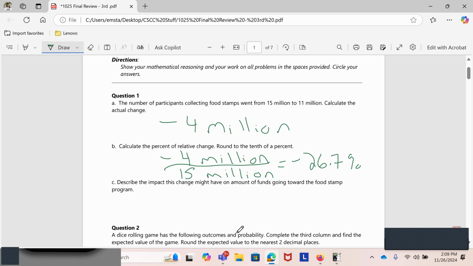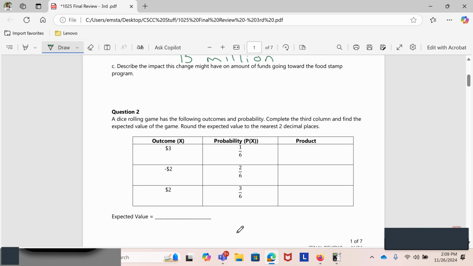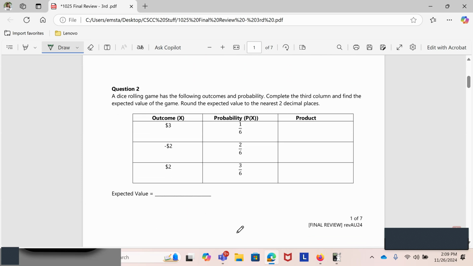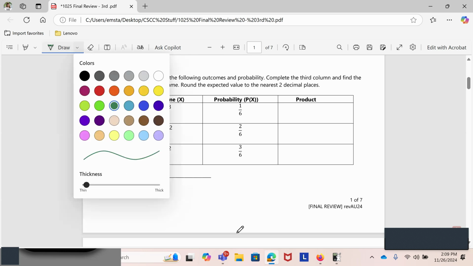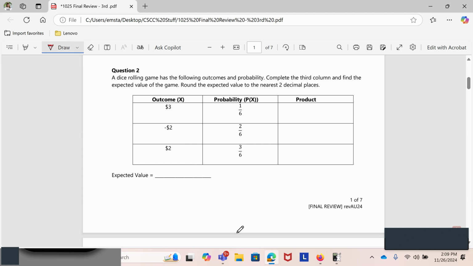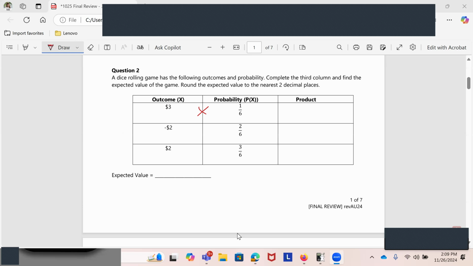All right, let's look at number 2. Number 2 is expected value. We did that right after the midterm as well. It should be similar to this, where they give you an outcome and a probability. So we're not calculating the probabilities here. All we have to do to get the last column is multiply the first times the second. You can do it in a calculator, or you can keep it as fractions to start with. So 3 times 1/6, we could just write as 3/6.